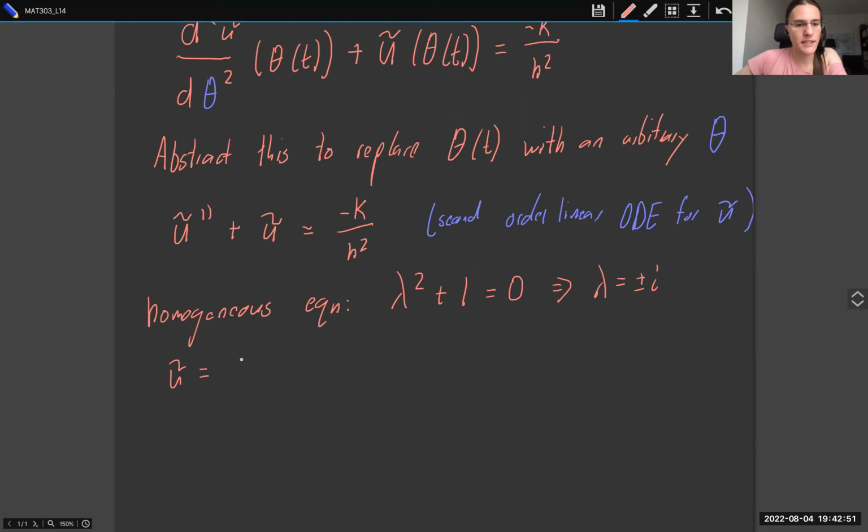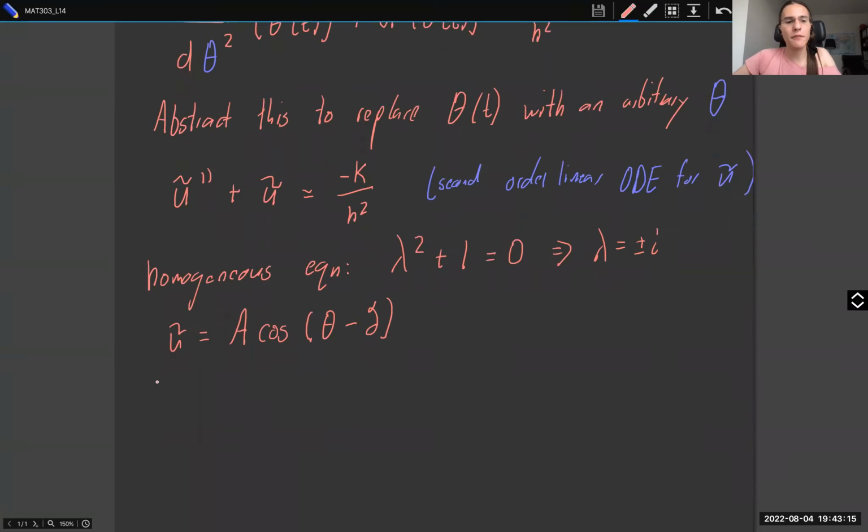let's say, some constant A times cosine of theta minus some offset delta. So we showed last lecture or 2 lectures ago that we could combine sines and cosines to get this. Now, by the way, for the inhomogeneous equation, look at this. This is just a number, right?